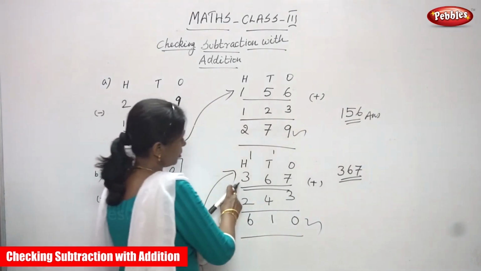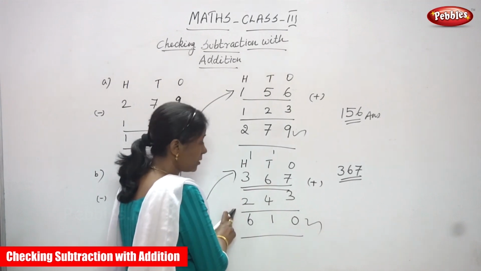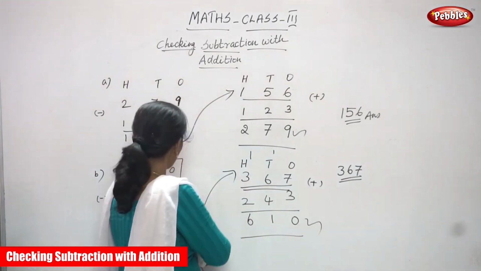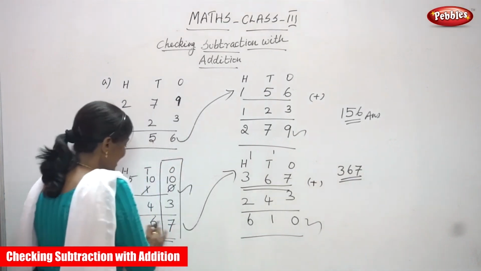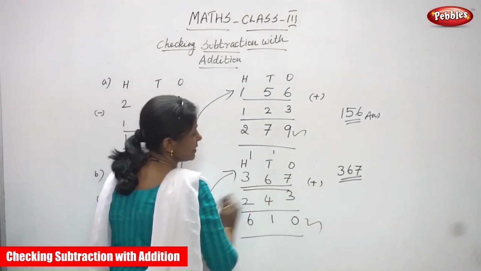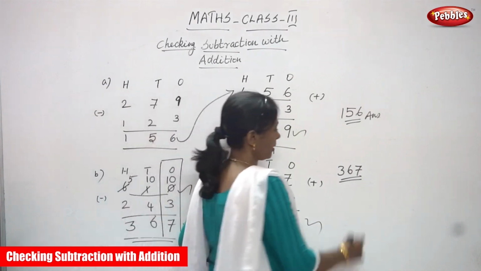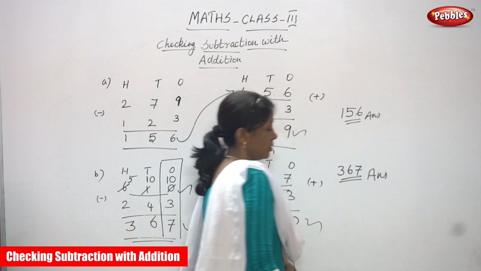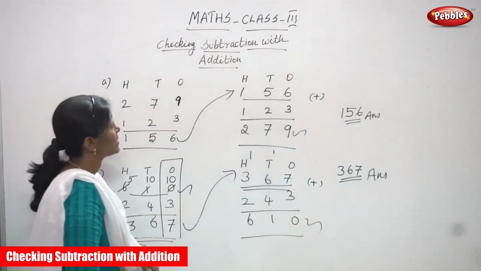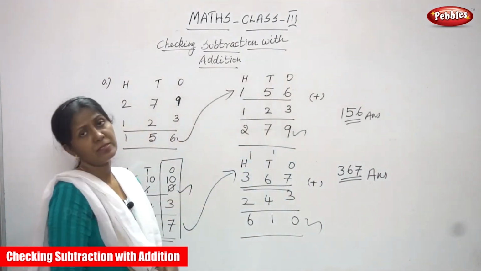So you have to write it on the top, then write the second number, then add both. You can get the question, that is 610. Again you can get it. So that is 367. This is the right answer, whatever you find. I think you understand this checking subtraction with addition method.